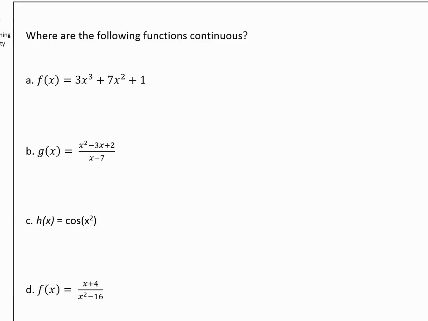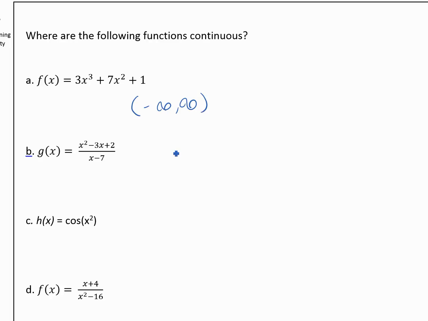Okay, let's use what we've learned about continuous functions so far to find where the following functions are continuous. Okay, so f of x is equal to 3x cubed plus 7x squared plus 1. It's a polynomial. Well, we already said that polynomials are continuous everywhere on their domain, right? If you think about graphing a polynomial, you know it's nice and smooth. And so this polynomial, the domain would be from negative infinity to infinity. So it's continuous from negative infinity to infinity.